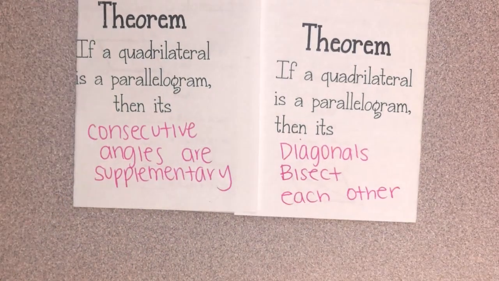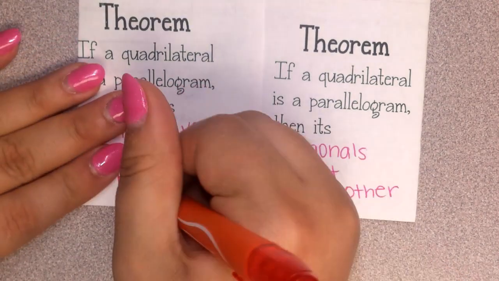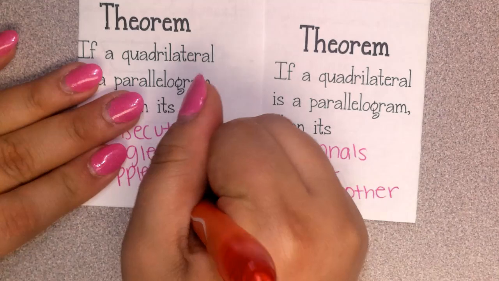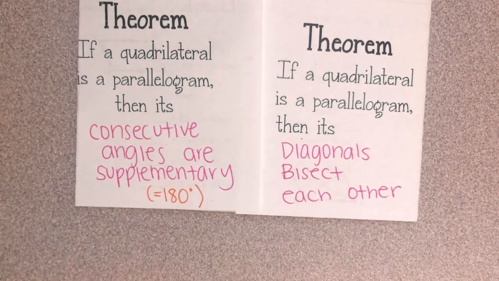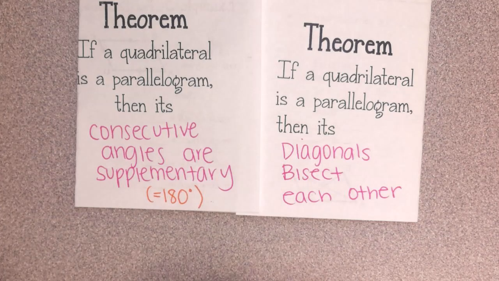What does supplementary mean? They equal 180. So write that down if you forget. They equal 180 degrees. So what this means is the angles next to each other in a quadrilateral, or not in a quadrilateral, in a parallelogram equal 180. I'll show you what that means in a second.